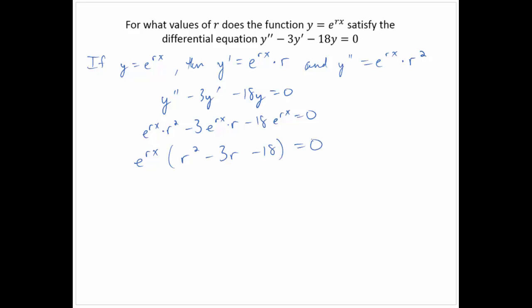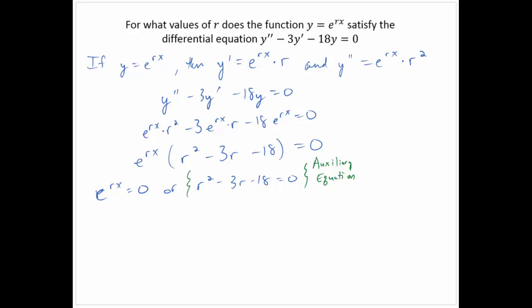And back from a beginning algebra course, since I have these factored forms equal to 0, then I can split this up and say e to the rx equals 0, or r squared minus 3r minus 18 equals 0. Now this equation right here, r squared minus 3r minus 18, we will call the auxiliary equation. I don't expect you to necessarily know that, but that's something that you'll see again in a differential equations course.